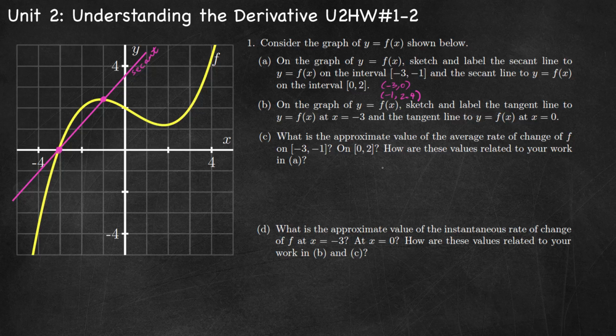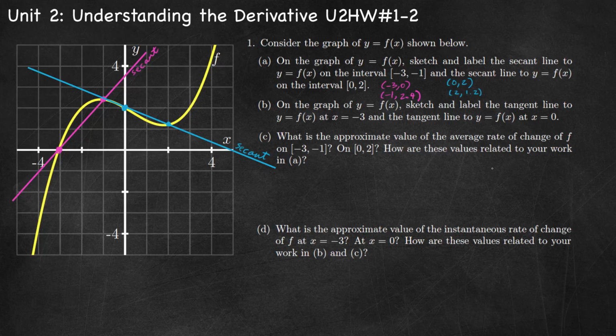Next, we're going to sketch the secant line that passes through points on the interval 0 to 2. So at x equals 0, our y-coordinate is 2. So I have the point 0, 2. And at x equals 2, the y-coordinate looks like it's a little bit more than 1. Let's go with 1.2. So 2, 1.2, and we want to sketch the secant line that passes through those 2 points.